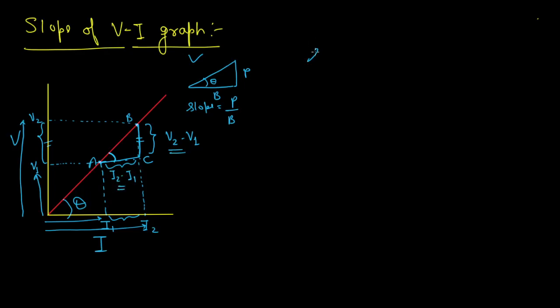So we can calculate here slope. We know that slope will be equals to perpendicular upon base. Here perpendicular is V2 minus V1 and base is I2 minus I1. We can understand here that when we will subtract V2 minus V1, we will again get the potential, and when we will subtract I2 minus I1, we will again get the current here. So V2 minus V1 will be del V, and I2 minus I1 will be del I. Okay, here del is showing us the change, so slope will be equals to del V upon del I.